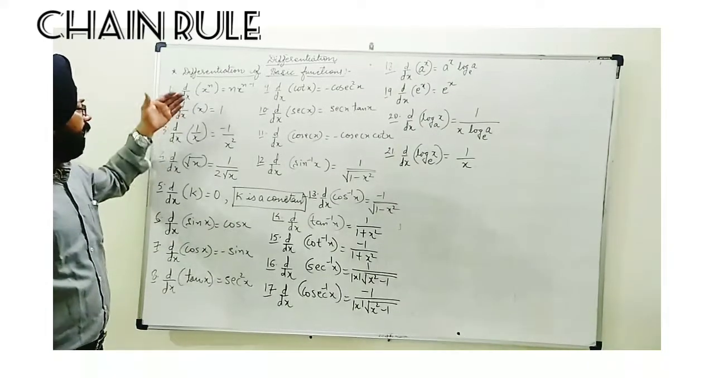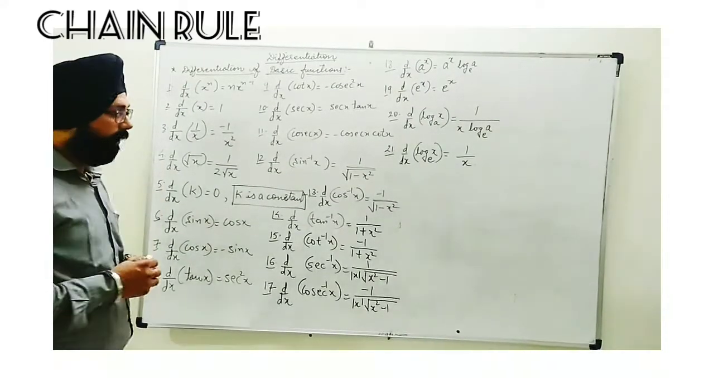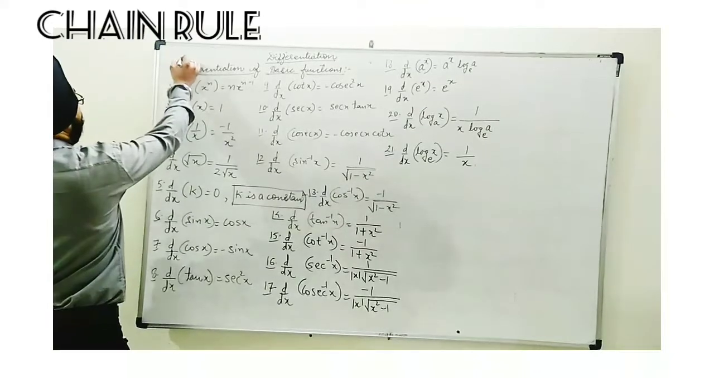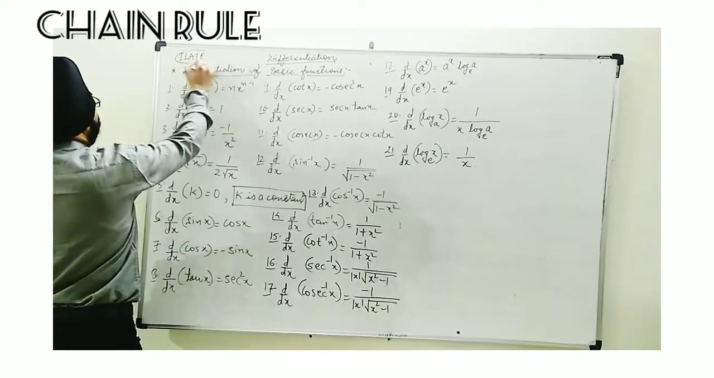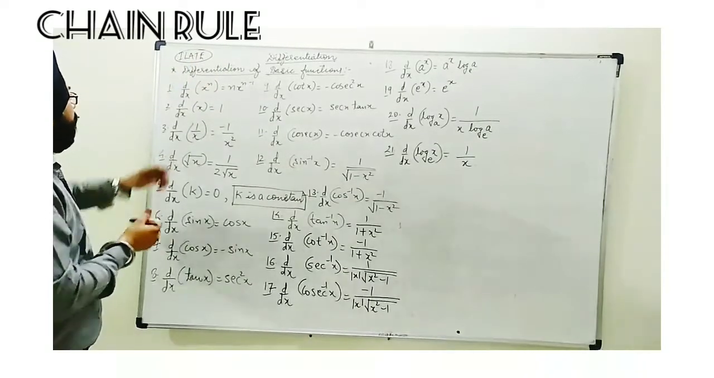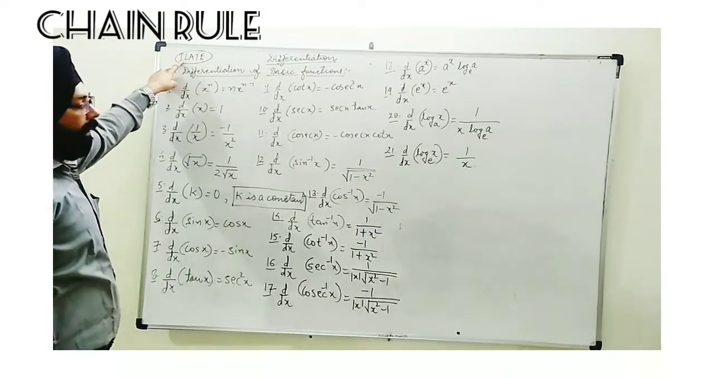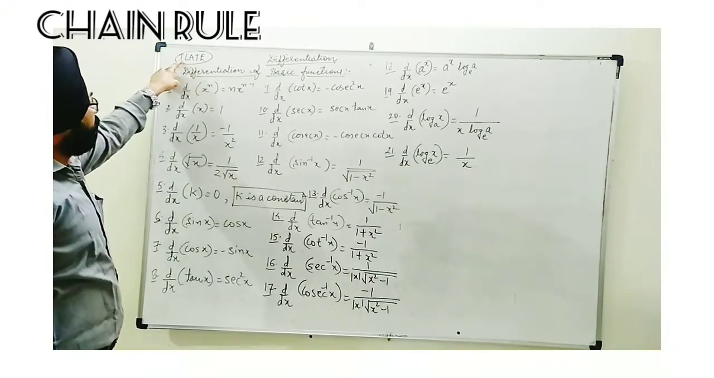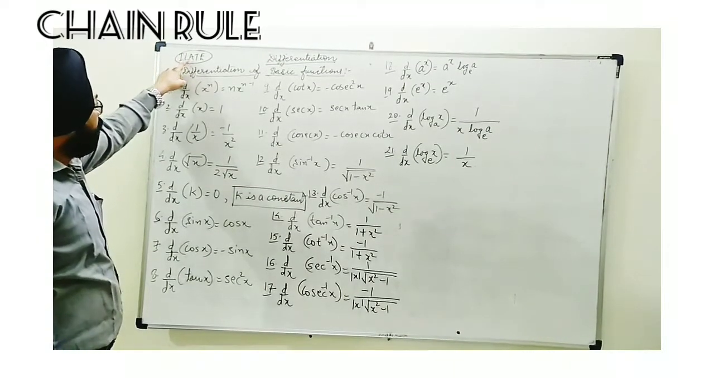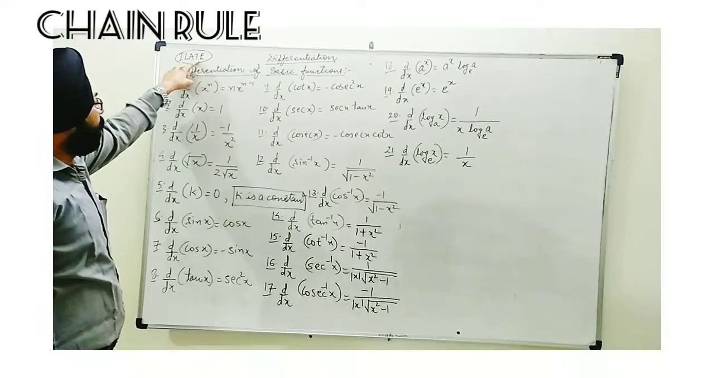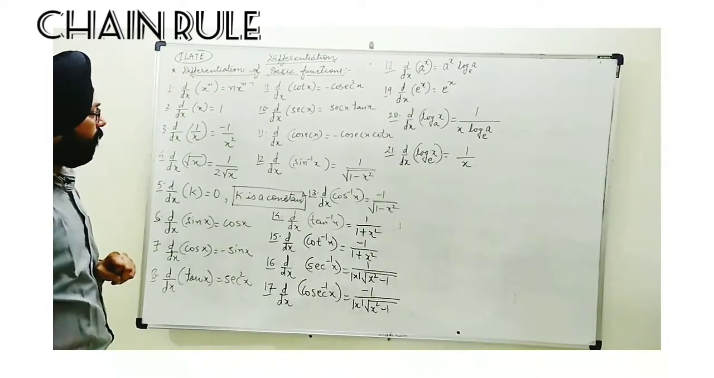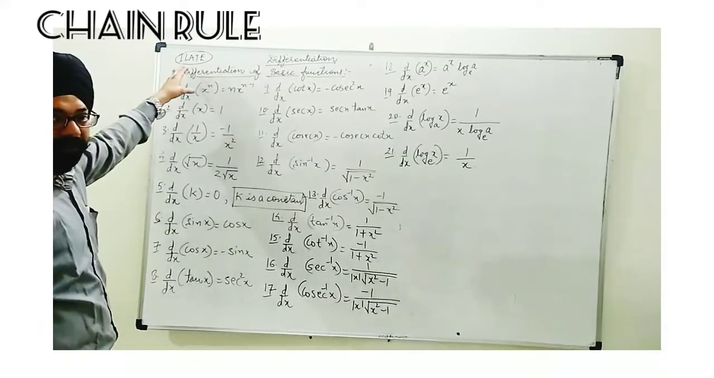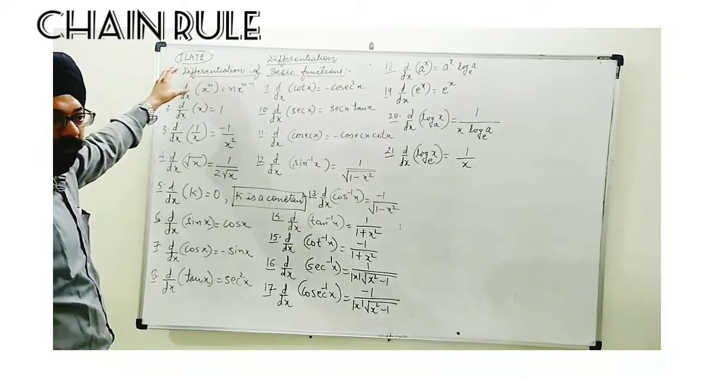Basic functions are mainly ISLATE. As I taught you in the beginning, ISLATE stands for: I for inverse trigonometric function, L for logarithmic, A for algebraic, T for trigonometric, E for exponential. So the differentiation of all these basic functions can be abbreviated in the form of ISLATE.